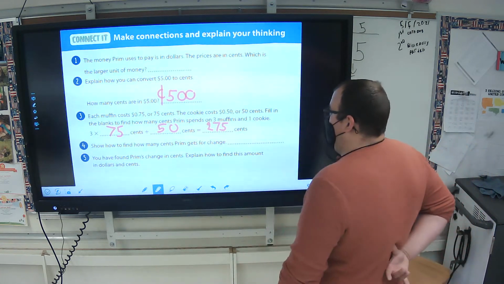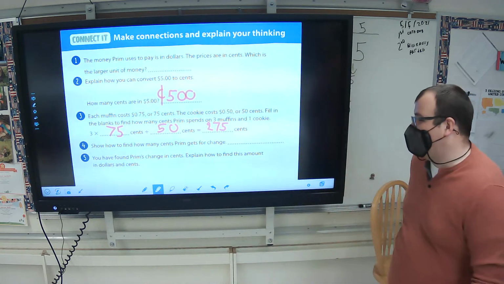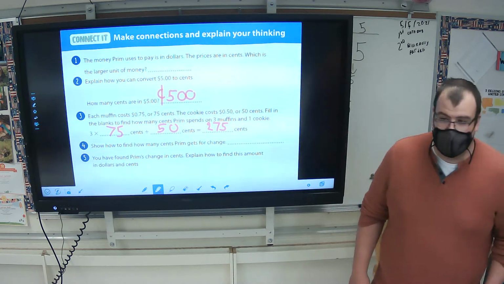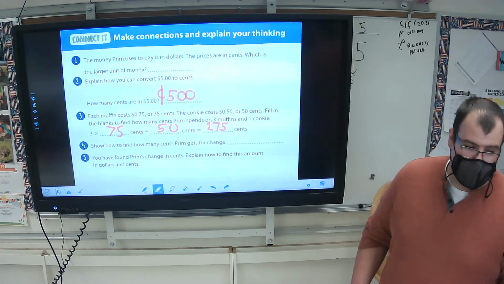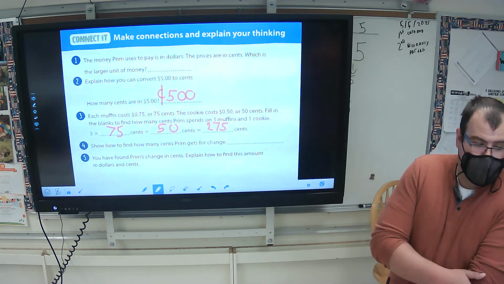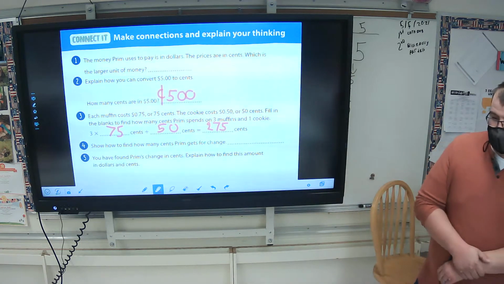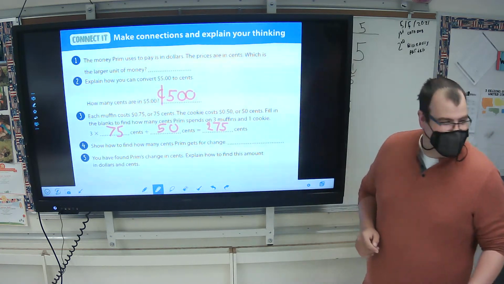Show how to find how many cents Prim gets for change. How can we do that then? How can we show how many cents she's going to get for change, Nolan? 225 cents. How do we get that though? Oh. How did you get that? I looked at the other page. That is true. Well, how do we get that then? Chris?